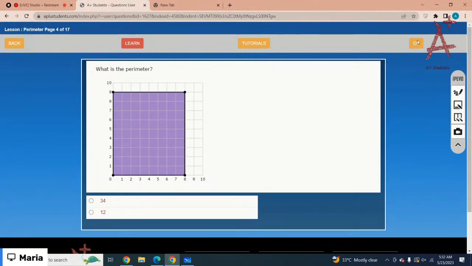Okay, what is the parameter? It would be 34. The correct option is 34.